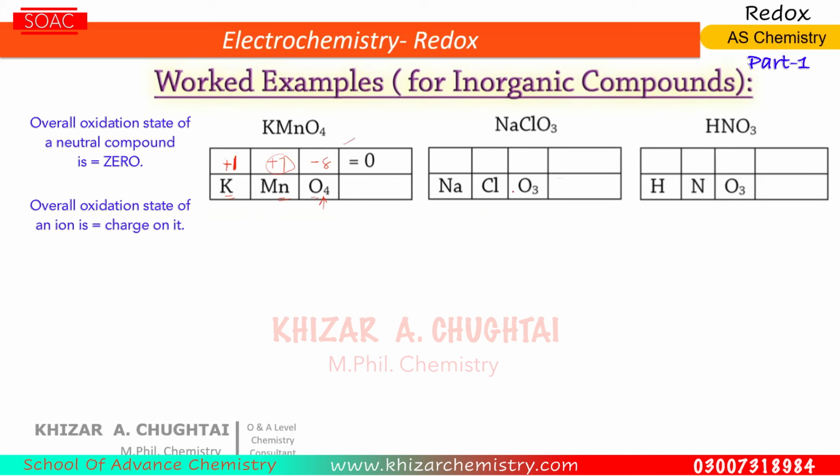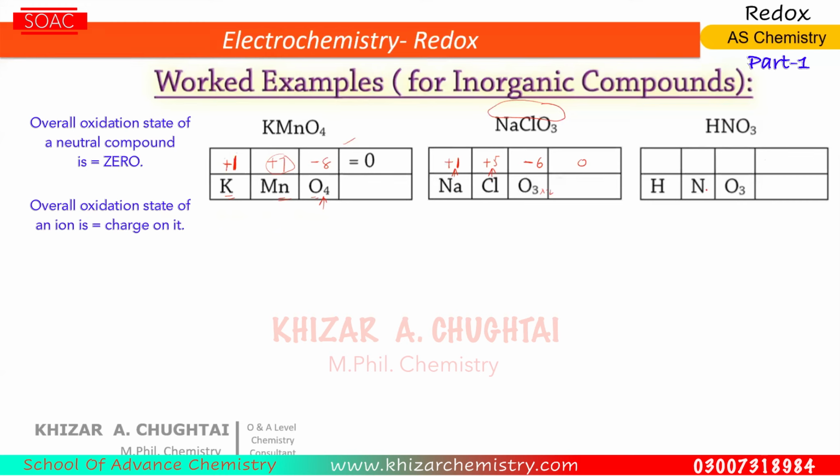Now come towards NaClO3. Sodium is obviously fixed +1 because it is a member of group 1 element. Oxygen is -2. 3 into -2 is equal to -6. To make the sum equal to 0, as you have seen, there is no charge, there is no ion, +5. So Cl is equal to +5. So you have seen that Cl is making +5 in this case.